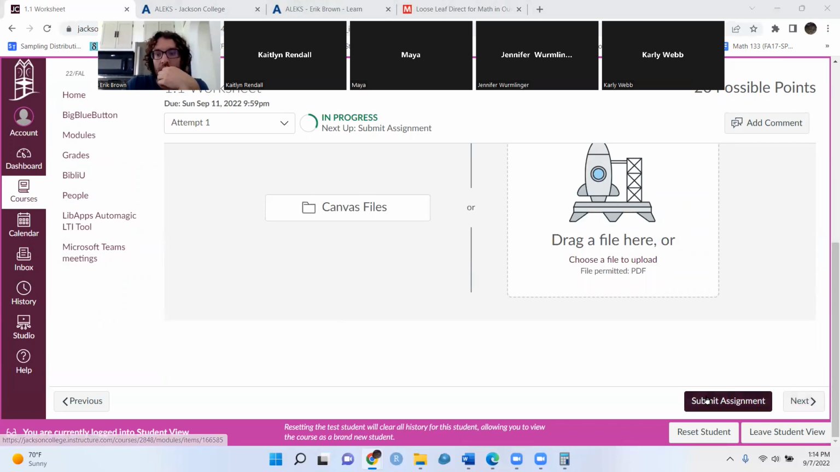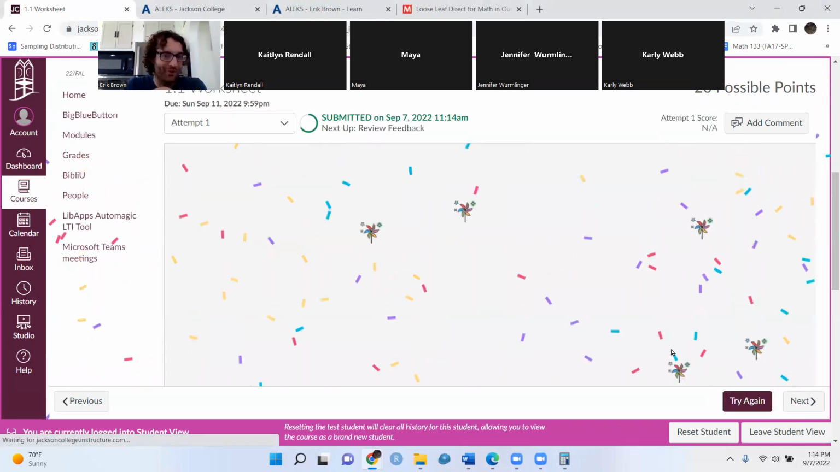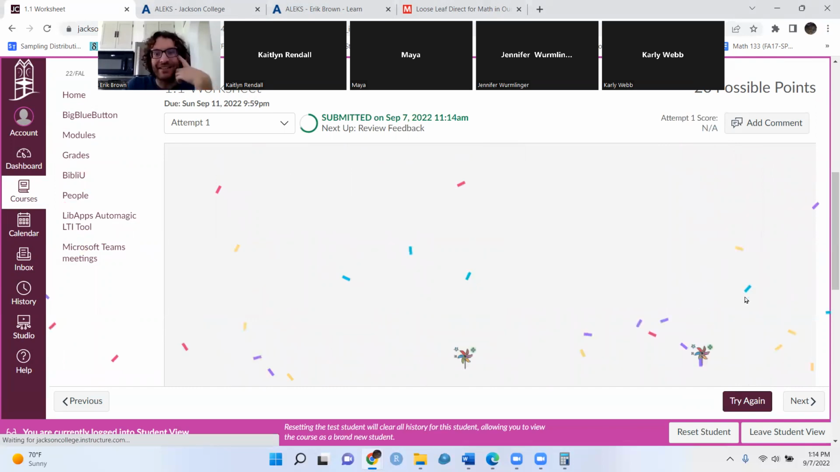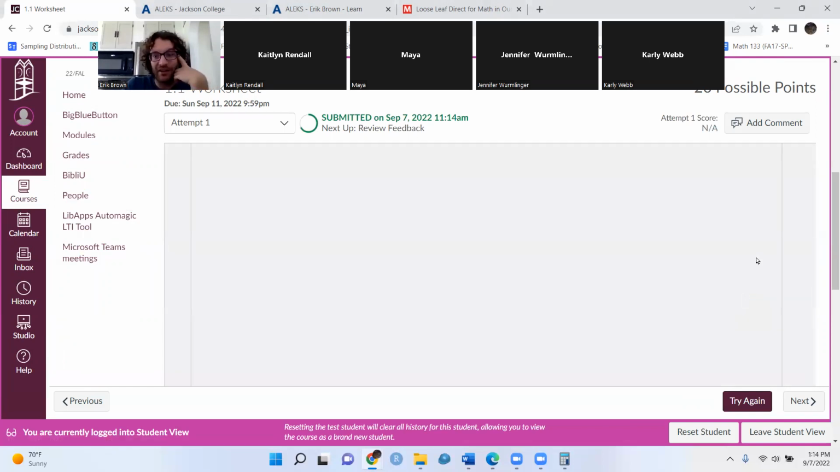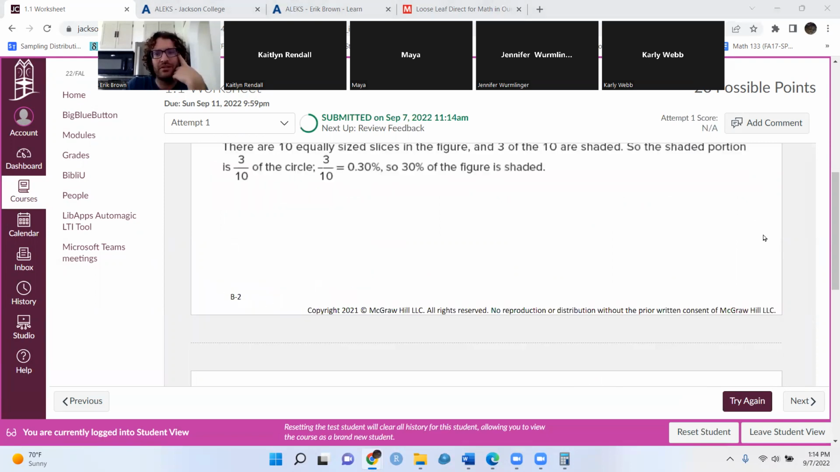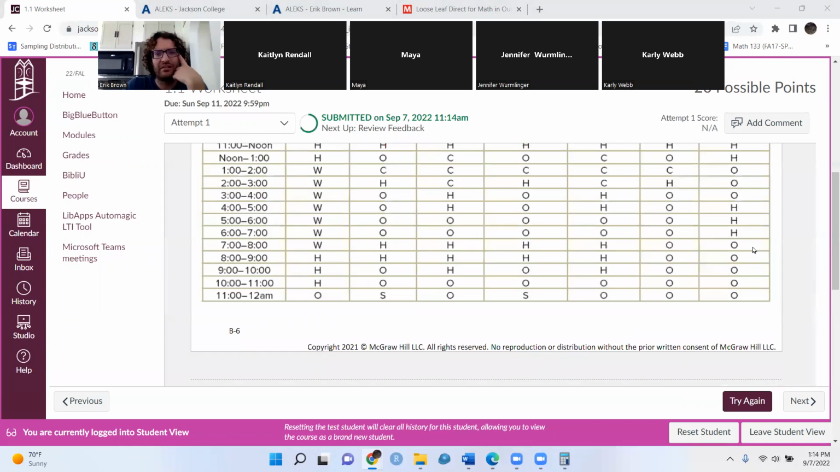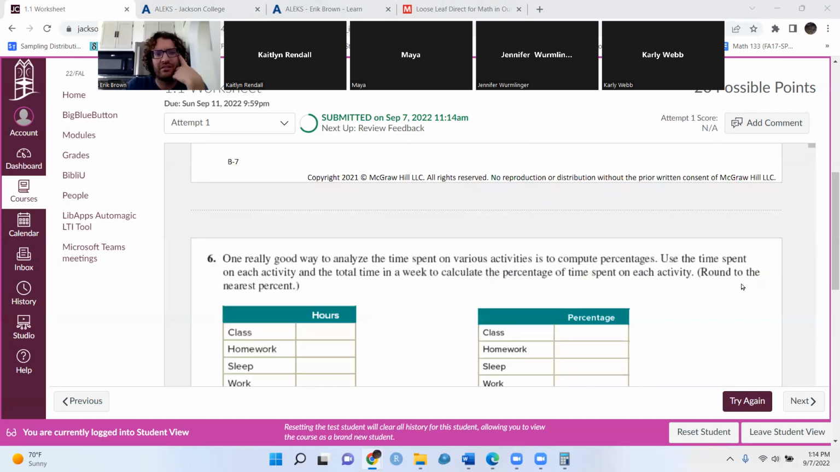Oh, so then you click submit assignment. Oh, that's fun. Apparently you'll get confetti and then it should show up. That's strange. So Maya, did that not happen for you? That's so weird because I did get the confetti, but when I went back to the assignment, it said not submitted.